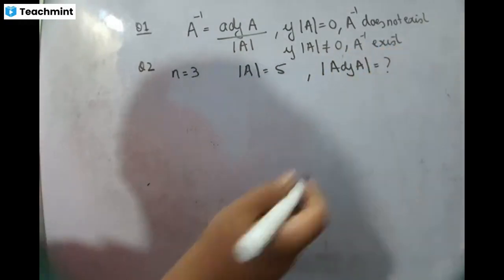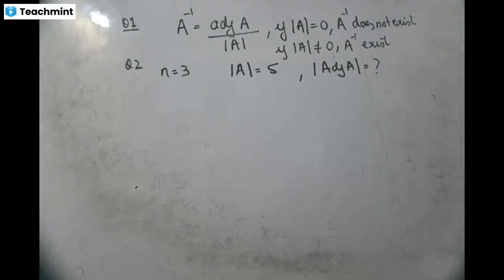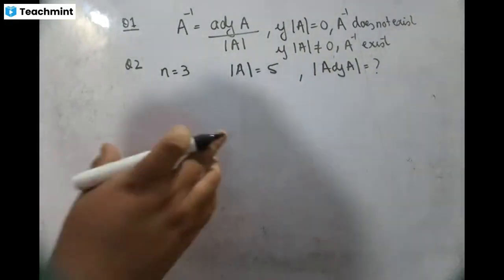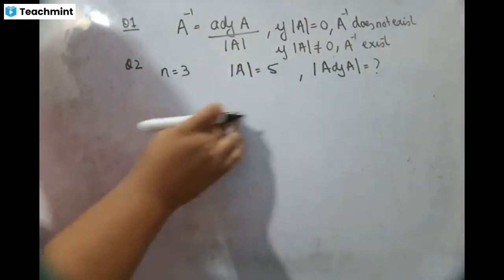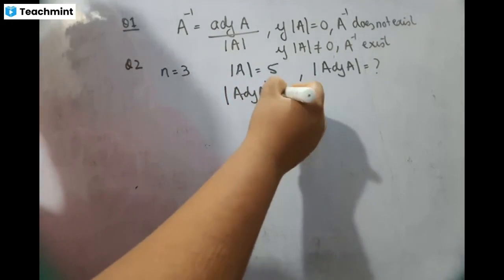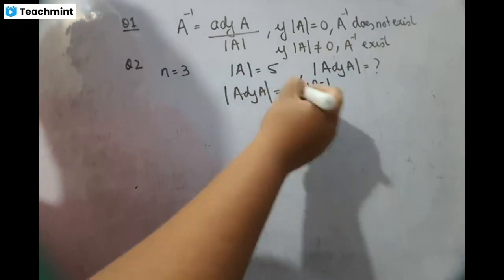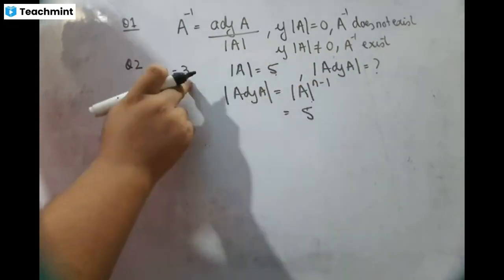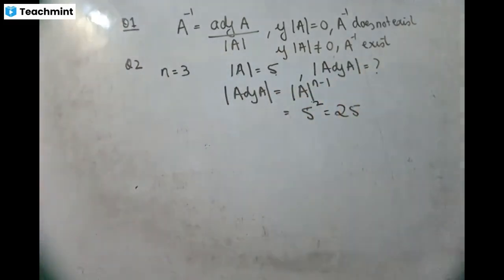This type of question, you can expect many questions of this form this year. Is that clear? For this you need to know the relation between the determinant of an adjoint and the determinant of the matrix. The determinant of an adjoint is determinant of A to the power n minus 1. The determinant of A is 5, and n is the order, so 3 minus 1 is 2. So the determinant of the adjoint is 25. So the right option is A, that is 25. Is that clear?